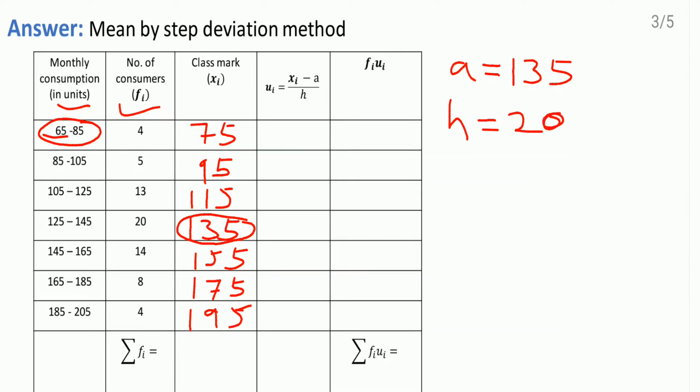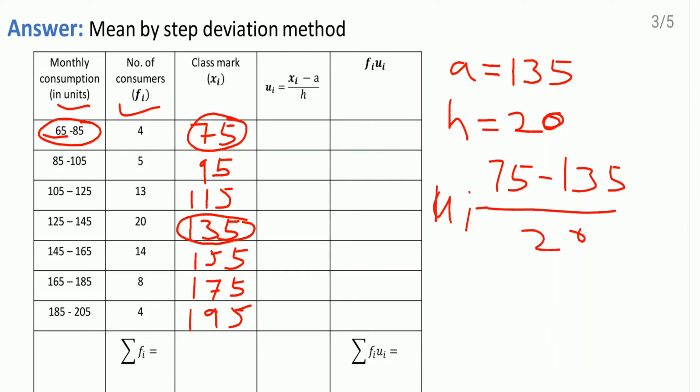Now we'll find ui. ui is equal to (xi minus a) by h. This one is xi here, 75. 75 minus 135, right? If we do the subtraction, see here, 75 minus 135 divided by 20. So the subtraction will come as minus 60 by 20. So it comes as minus 3.